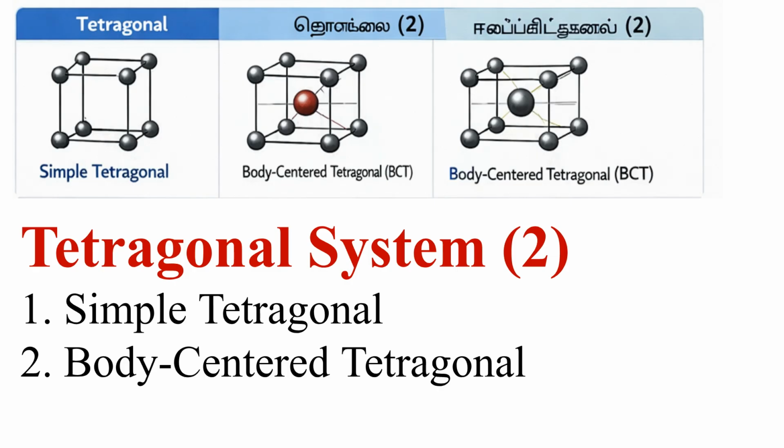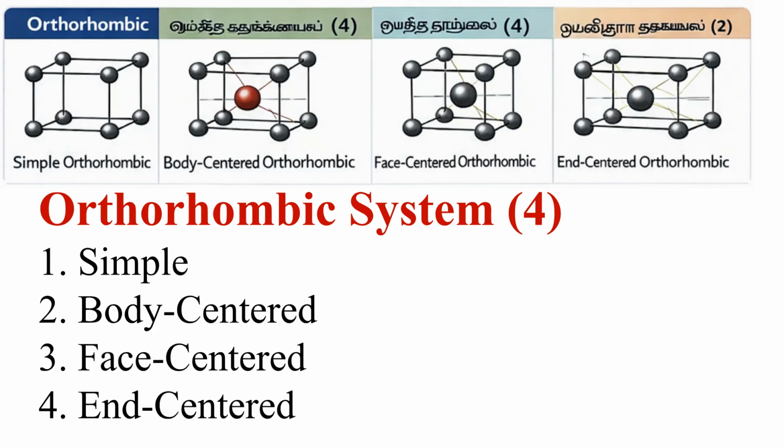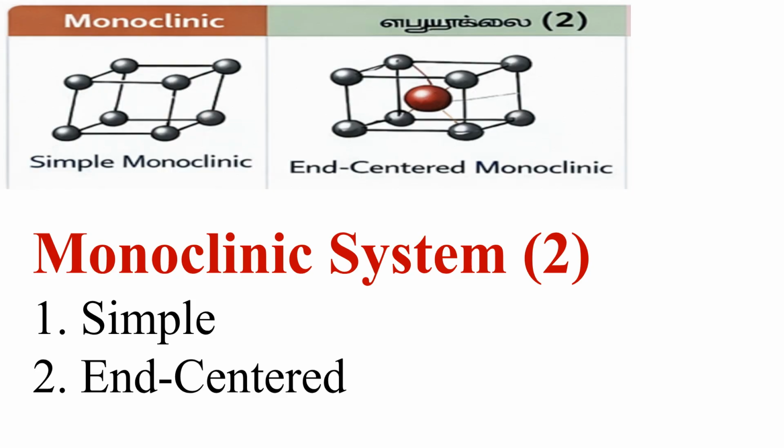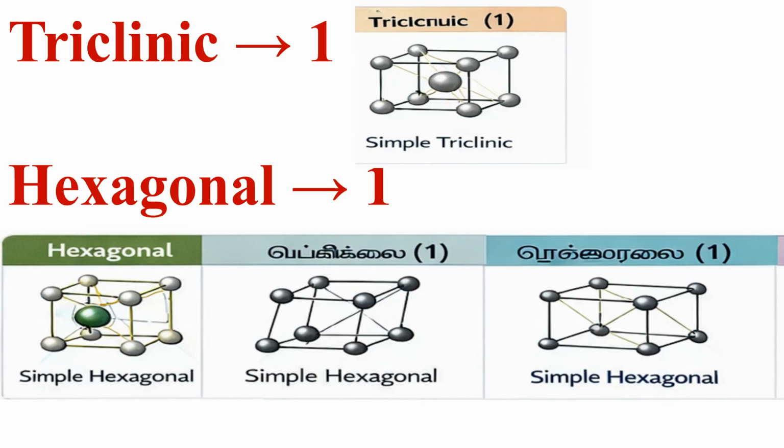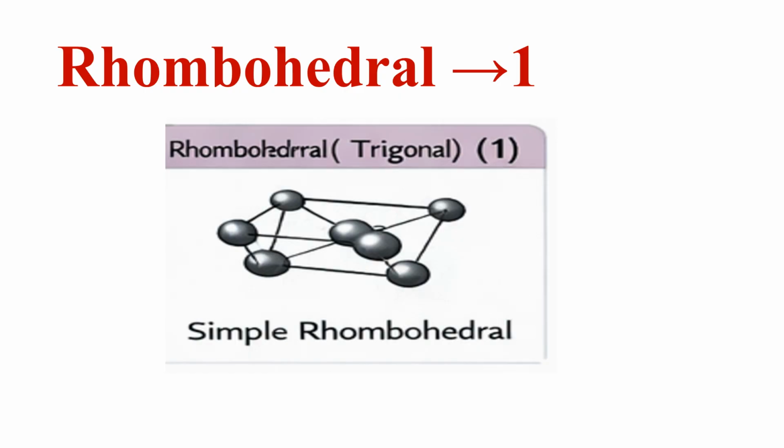The tetragonal system contains 2 types of Bravais lattices: simple tetragonal and body-centered tetragonal. The orthorhombic system includes 4 types: simple, body-centered, face-centered, and end-centered. The monoclinic system has 2 types: simple and end-centered. Both the triclinic and hexagonal systems have only 1 Bravais lattice type each. Finally, the rhombohedral system also has only 1 Bravais lattice type.